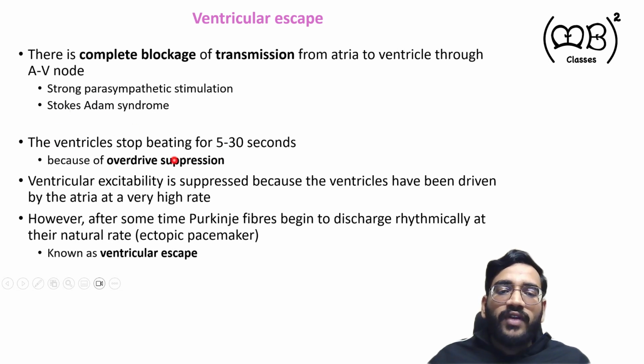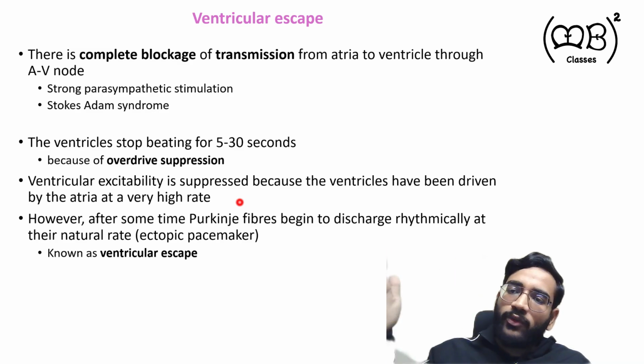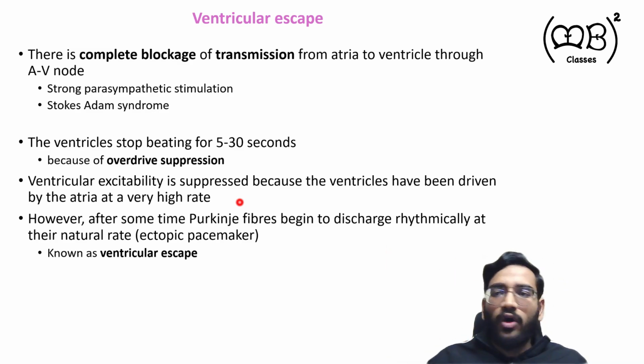Now, why did the ventricle stop beating for 5 to 30 seconds in the first place? This is because of overdrive suppression. Overdrive suppression means ventricular excitability is suppressed because the ventricles have been driven by the atria at a very high rate. The ventricles have been driven by the atria at a rate of 70 to 80 beats per minute almost always.